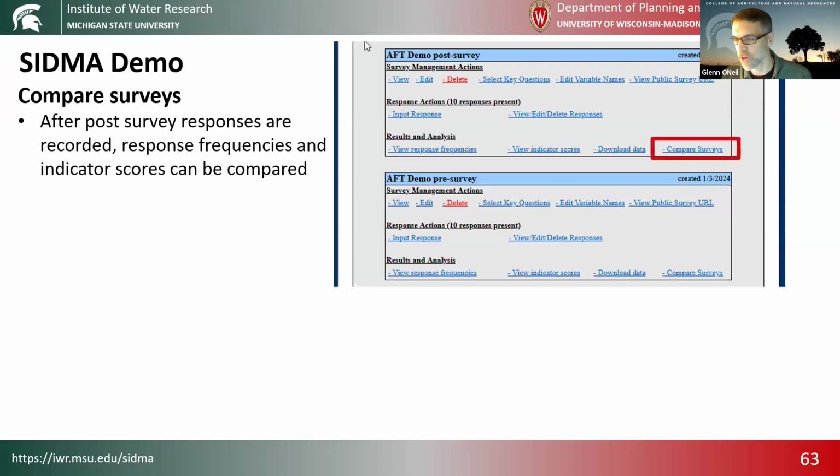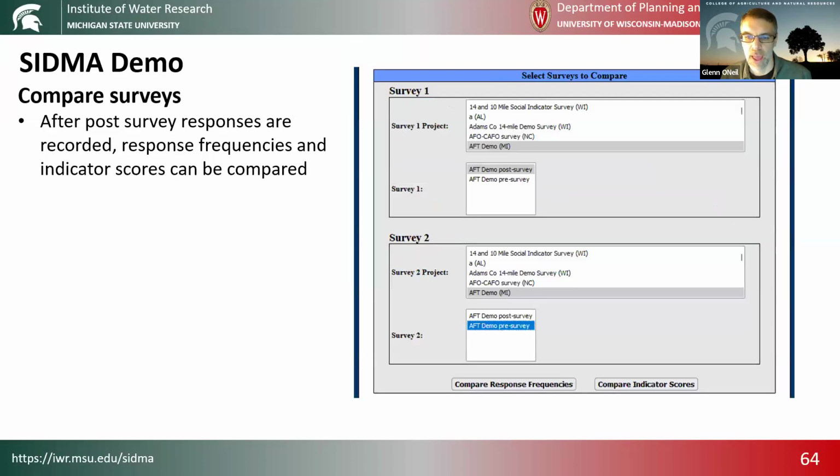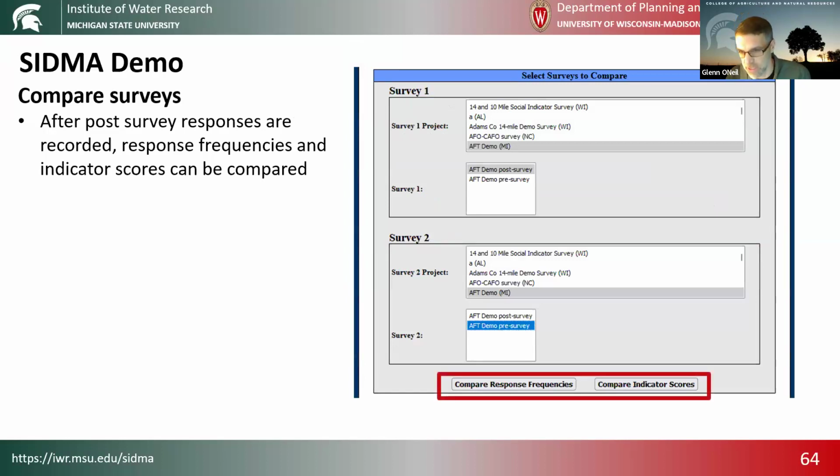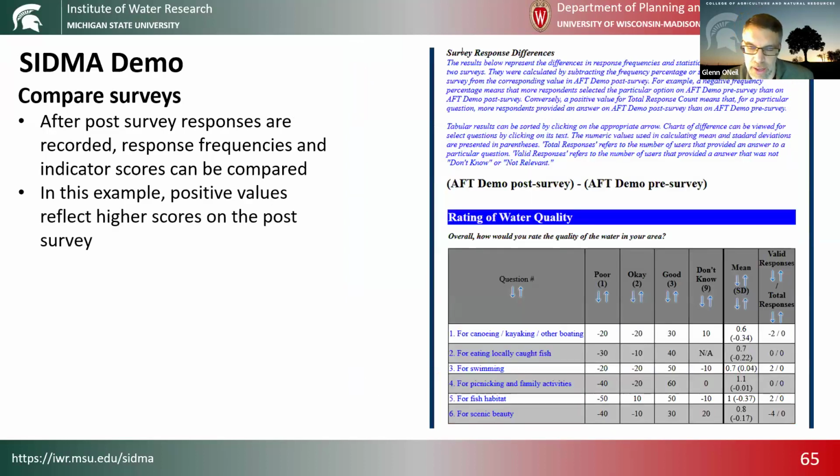And once you've done that, so in the demo here, I now have 10 responses for my post-survey. I can compare the surveys against each other to see how they've changed. And I can do that in two different ways. I can look at the response frequencies between the two surveys or the indicator scores. And if we look at the response frequencies, we get a question by question breakdown, option by option breakdown between the two surveys. And it's really just a simple subtraction. Again, we have our blue italicized text to help us understand what we're looking at here.